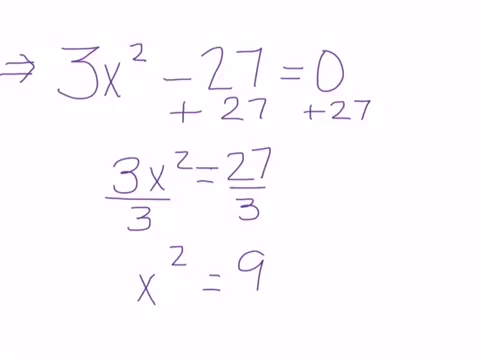Okay, once we have the x squared isolated all by itself, we then can take the square root of both sides. The square root of a squared term is just the term itself. That's just going to give us x. And here we know the square root of 9 is 3. But remember, the square root of 9 isn't just 3, it could also be negative 3, so we have to put plus or minus.